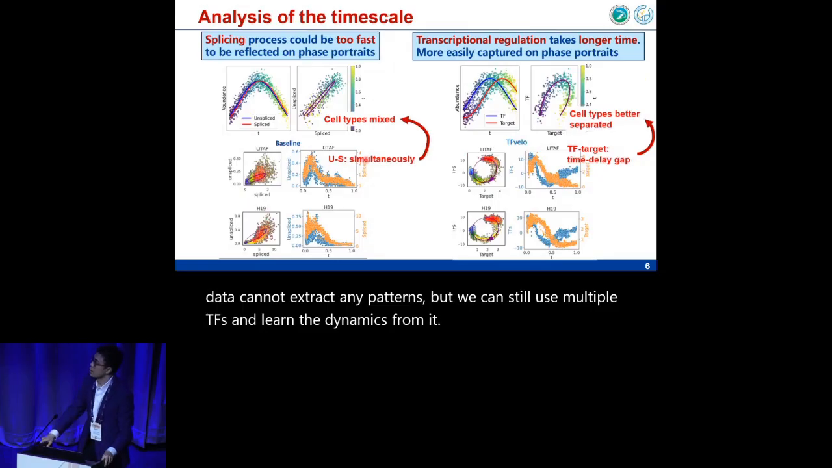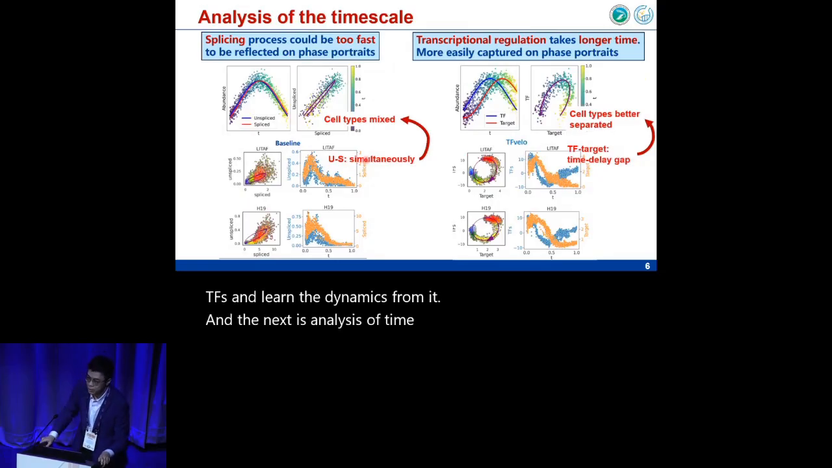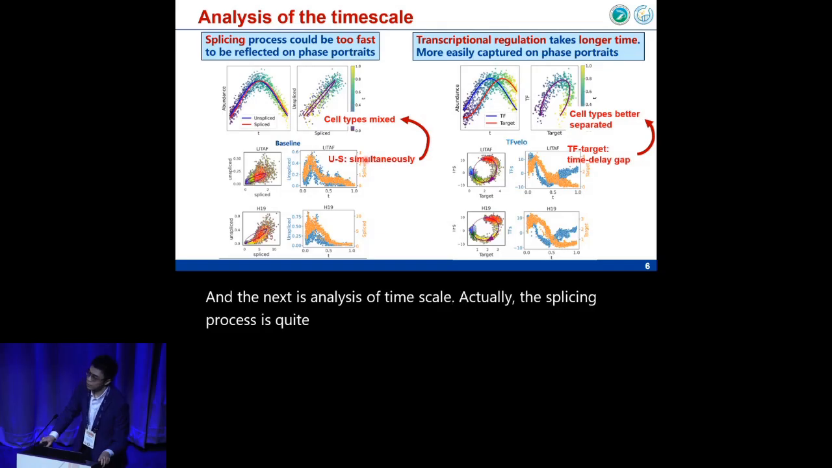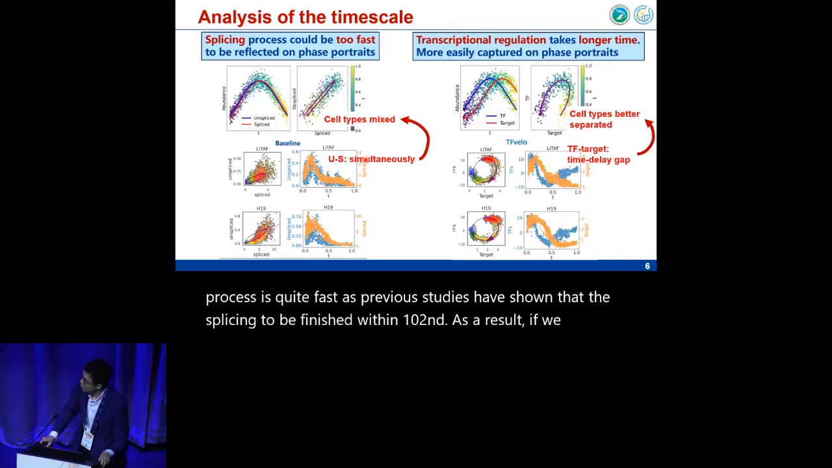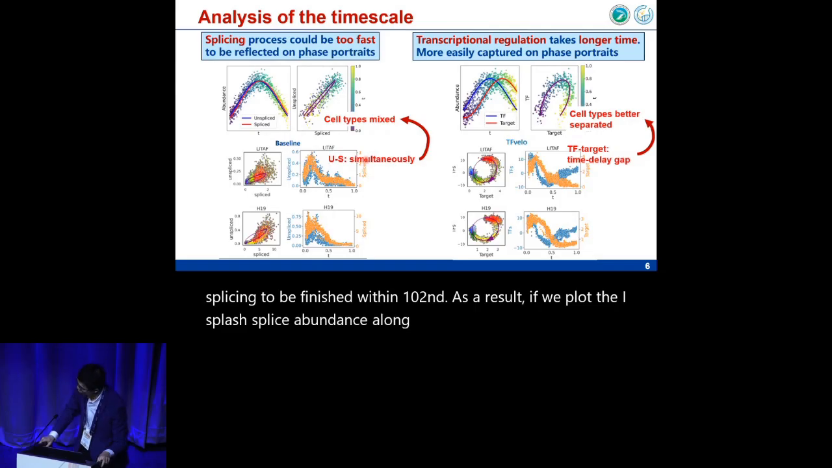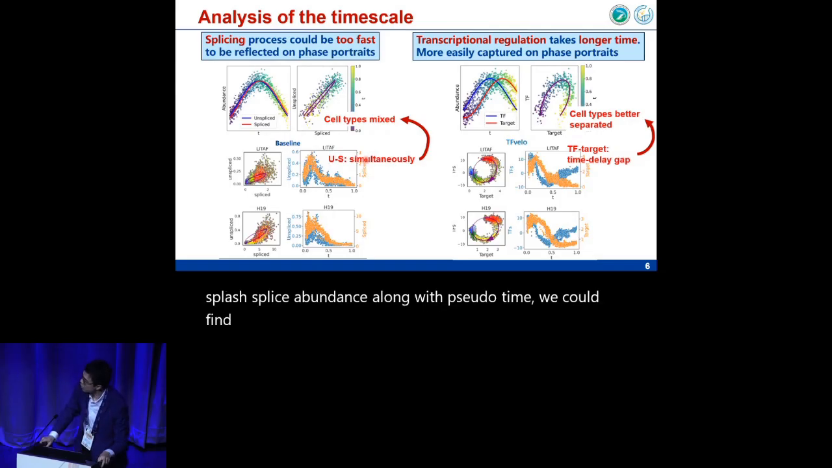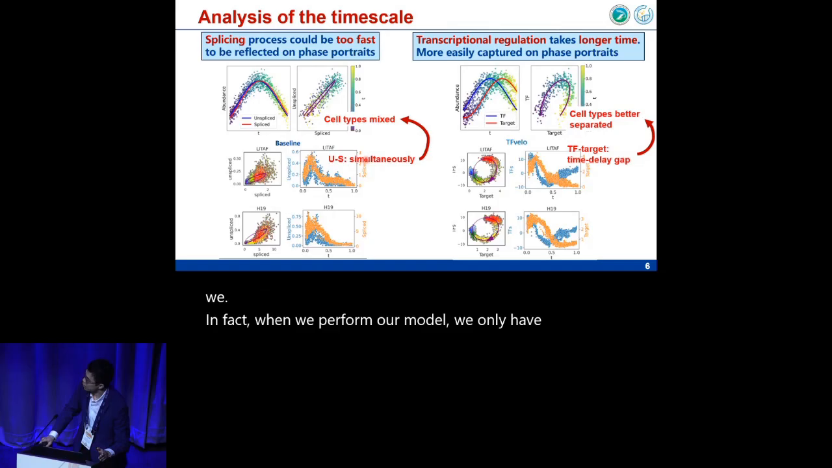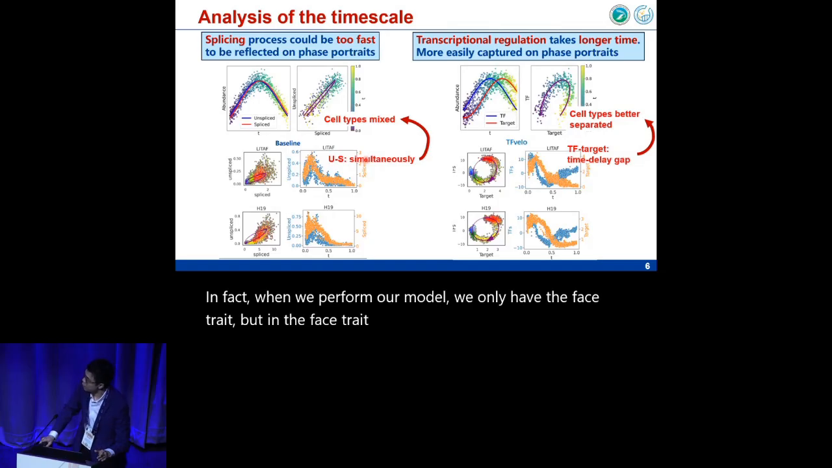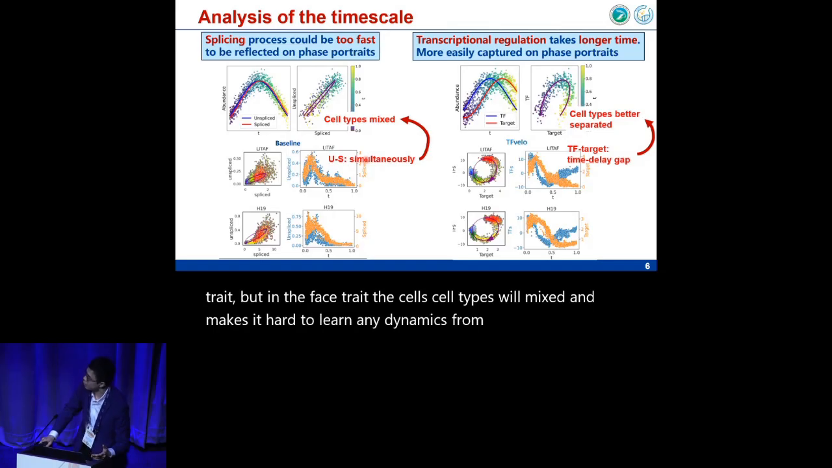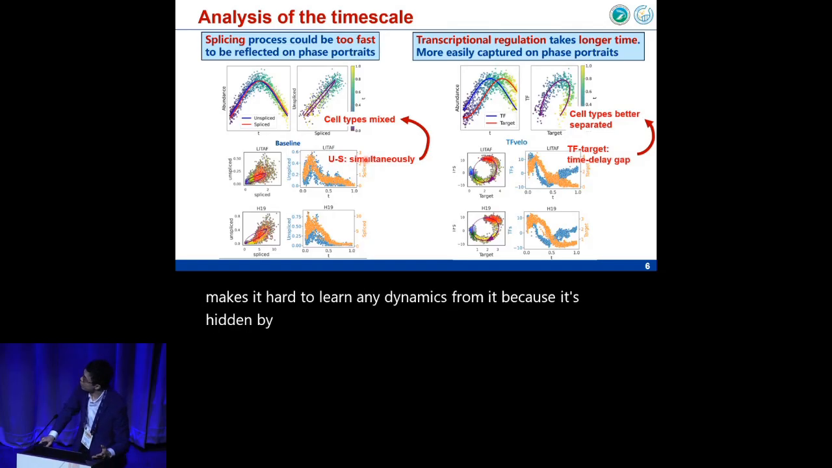The next is the analysis of timescale. The splicing process is quite fast. Previous studies have shown that splicing finishes within 100 seconds. As a result, if we plot the unspliced abundance along with pseudotime, we find that they almost change simultaneously. As a result, when we perform our model, we only have the phase portrait, but in the phase portrait, the cell types will mix and make it hard to learn any dynamics from it because it's hidden by the data noise.